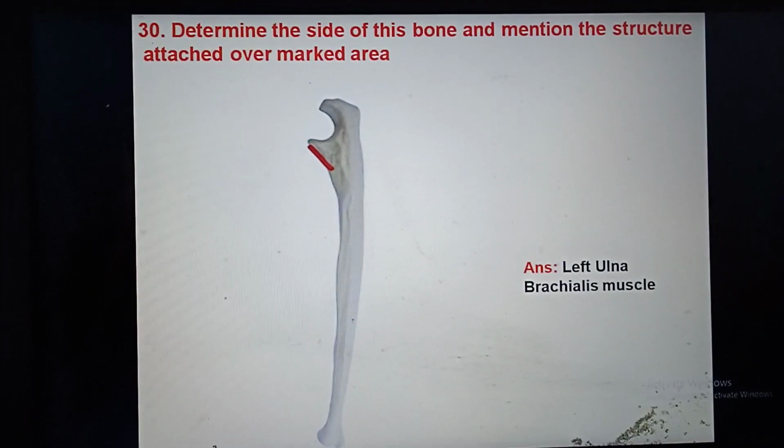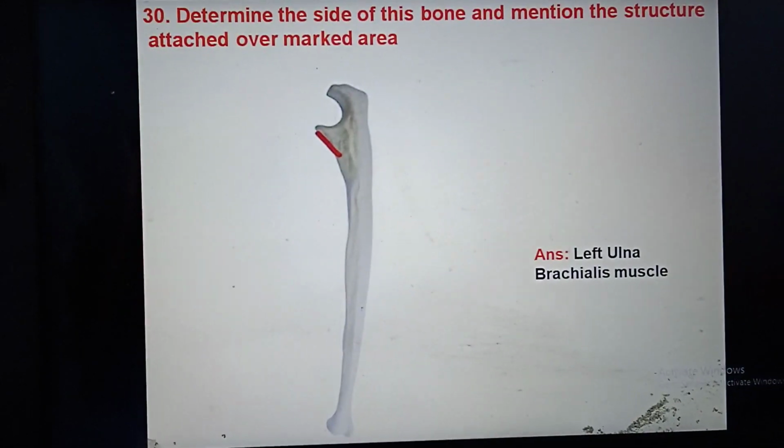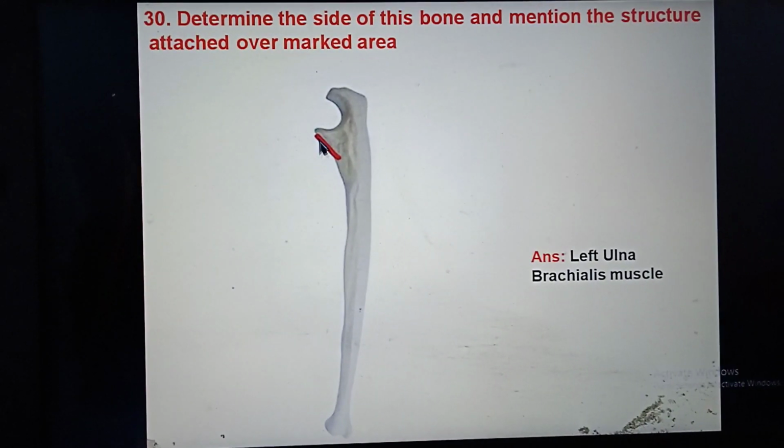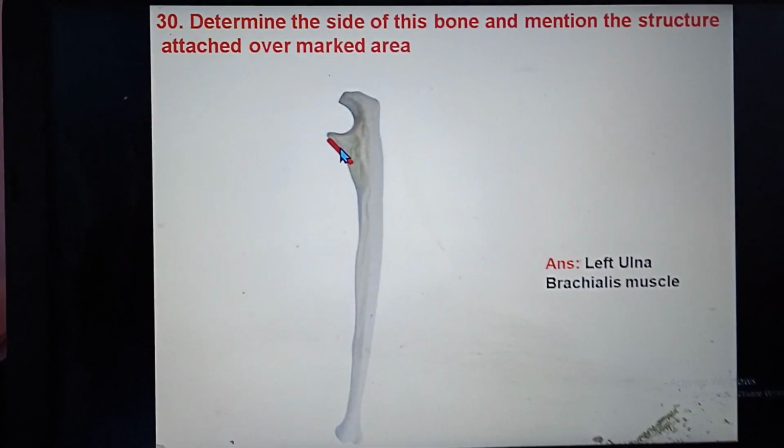Determine the side of this bone and mention the structure attached over the marked area. This is the left ulna, and this is the coronoid process. On the anterior aspect there is attachment of the brachialis muscle.